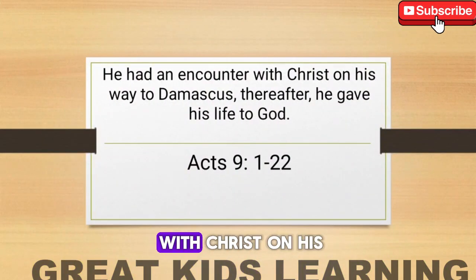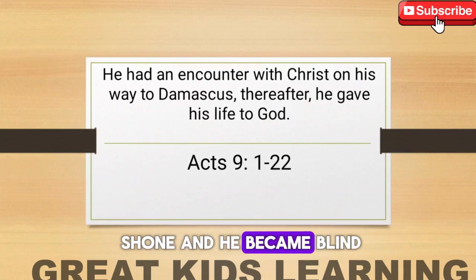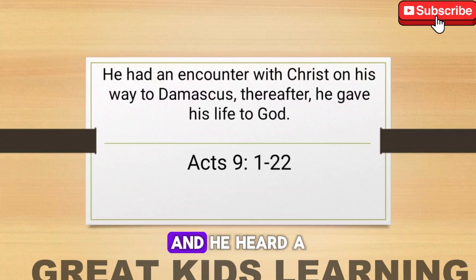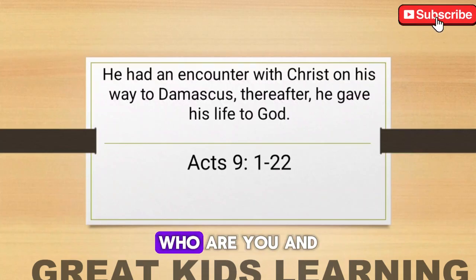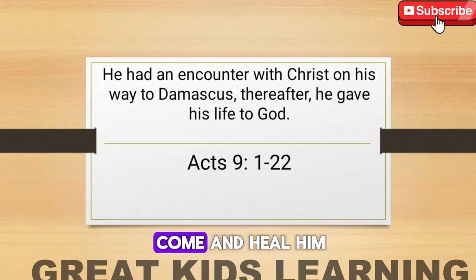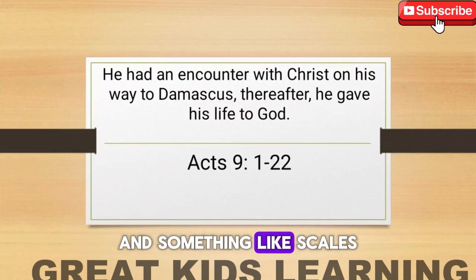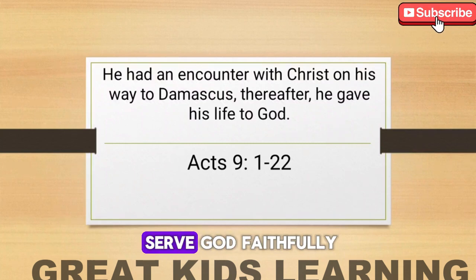So he had an encounter with Christ on his way to Damascus, where a bright light shone and he became blind. He couldn't move forward. And he heard a voice telling him, "Who are you persecuting?" And he was surprised and he said, "Oh, who are you?" And the voice said, "Oh, I am Christ whom you persecuted." Okay? He repented though, but Ananias had to come and heal him of his blindness, and something like scales fell from his eyes, and after that he regained his sight and he continued to serve God faithfully.